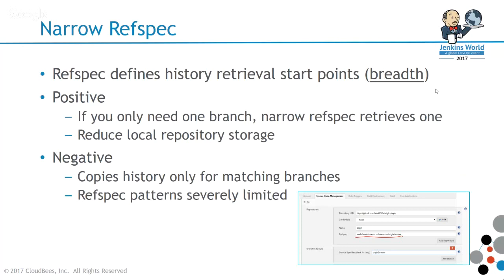If, for example, you only need one branch in your build, a narrow ref spec can tell the remote server to only give you the history for exactly that one branch, where the default would give you the history for all branches. You can reduce local repository storage, you can reduce data transfer. However, there's a negative: because you asked for exactly that branch, if you are doing comparisons inside your job between one branch and another, if you didn't ask for the ref spec for that other branch, it won't be there. The other challenge is that ref spec patterns are limited.